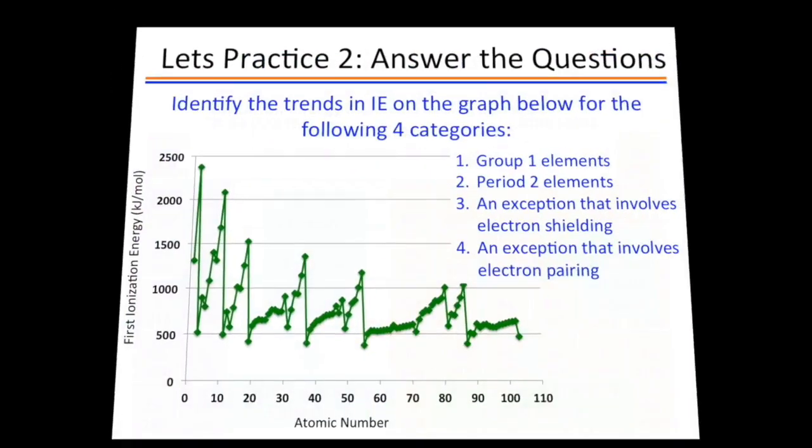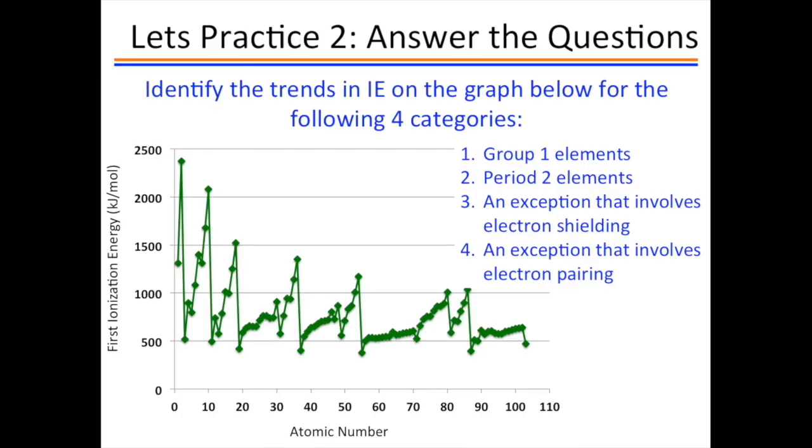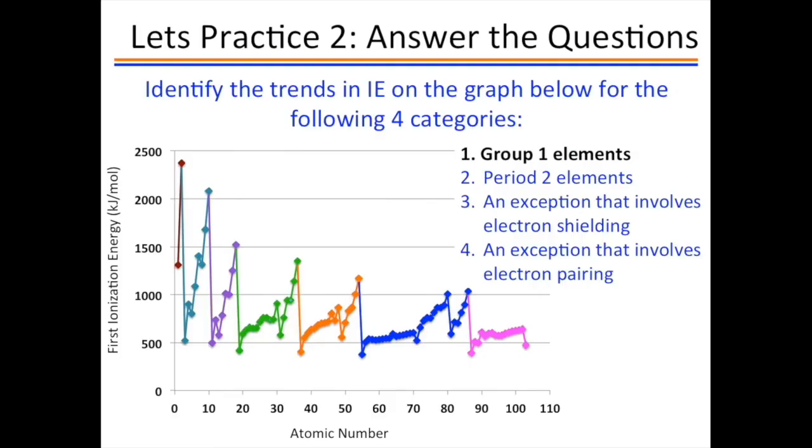Now let's practice by looking at an ionization energy graph for all the elements and see the trends. Pause the video here, maybe even print out the graph and identify the trends in your notebook. Here are the trends. First, group 1. It is a little difficult to see, but the ionization energies are generally decreasing.